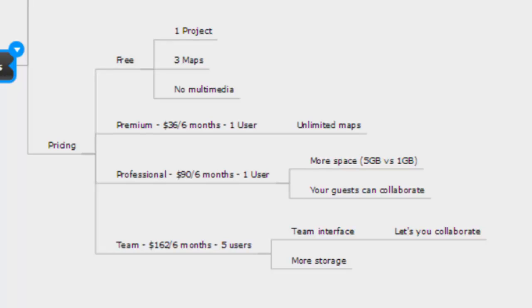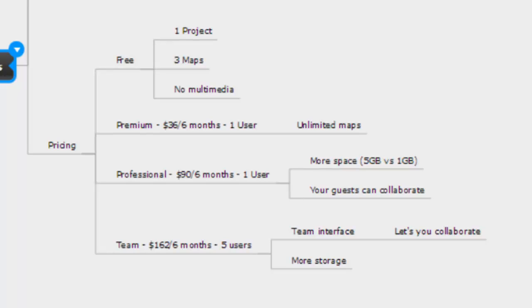The next level up is the professional, $90 for 6 months, and again, there's a 10% discount for paying for the entire year up front. Again, limited to 1 user, but it gives you 5 gigs instead of 1 gig, which I'm not really convinced you're going to use, unless you're heavy into multimedia.